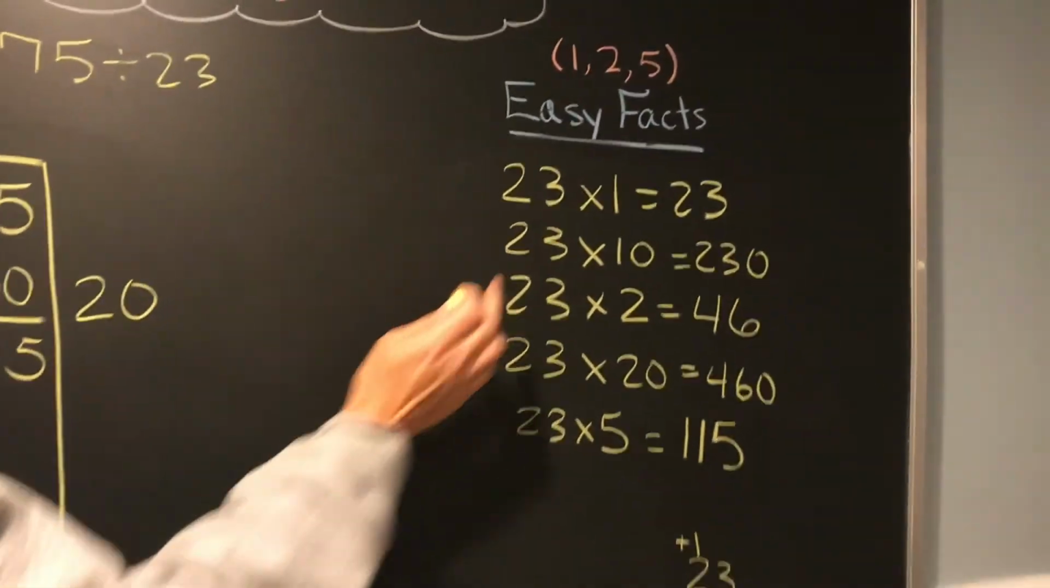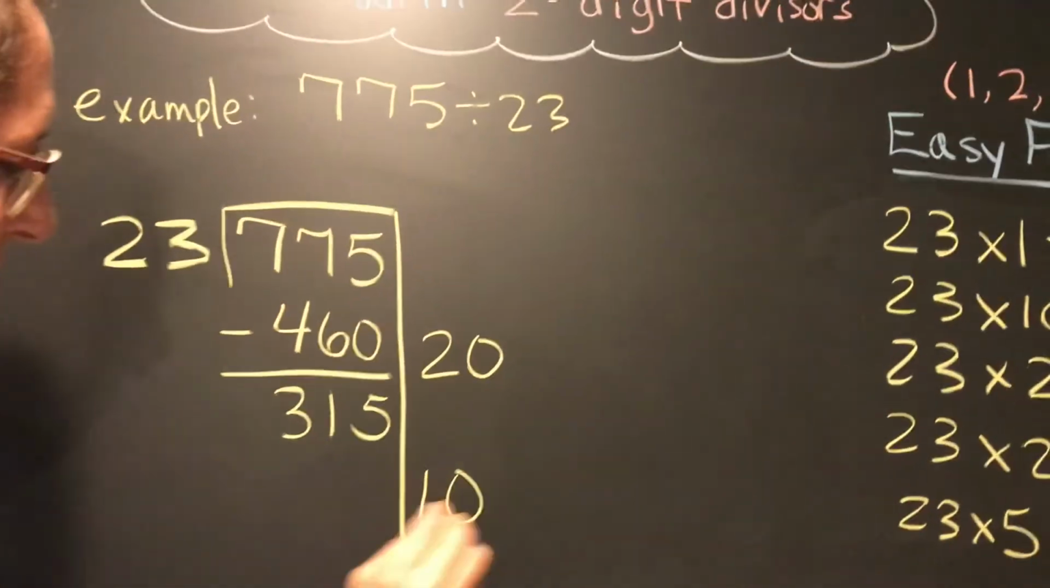That's okay. We're going to use 23 times 10. 230.